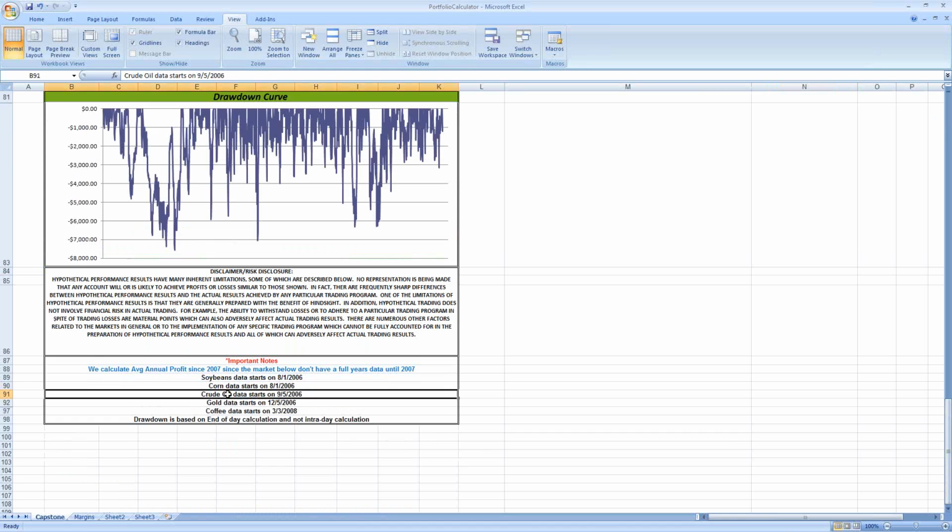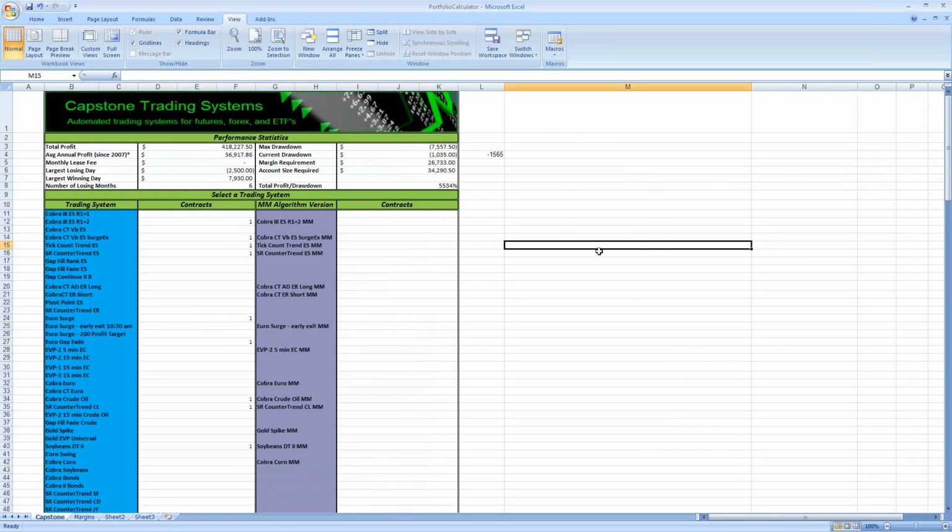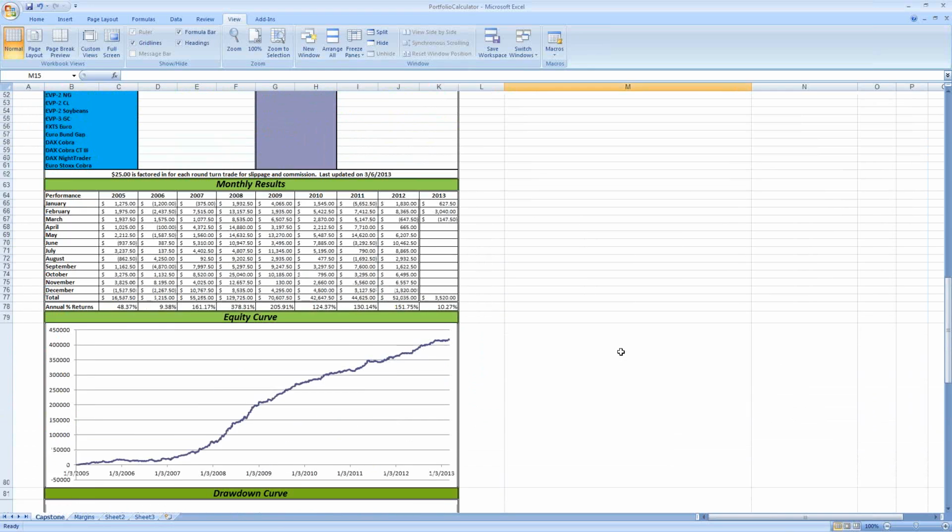There was a transition from the pit session, and then they started on the day session. Some of these markets traded electronically at night, but they didn't trade during the day electronically until these start dates. So 2007 is the first year where all these markets, well, coffee didn't start till later, but coffee's not part of this portfolio. Soybeans, for example, started August 2006. Crude started September 2006, gold December 2006, and so 2007 is the first year where all these systems have a full year of data.